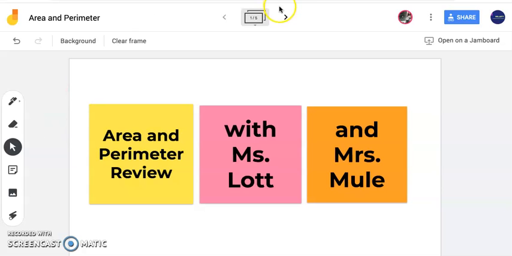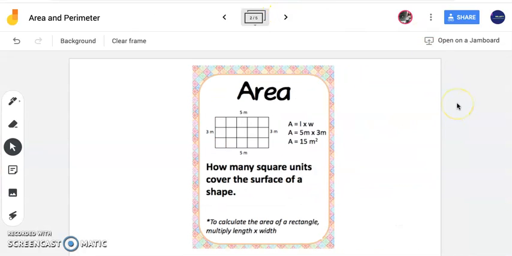And Mrs. Muley. Area is how many square units cover the surface of a shape. Length is the longest side. Width is the shorter side. Area equals 5 meters times 3 meters. Area equals 15 square meters. Remember, to calculate the area of a rectangle, multiply length times width.